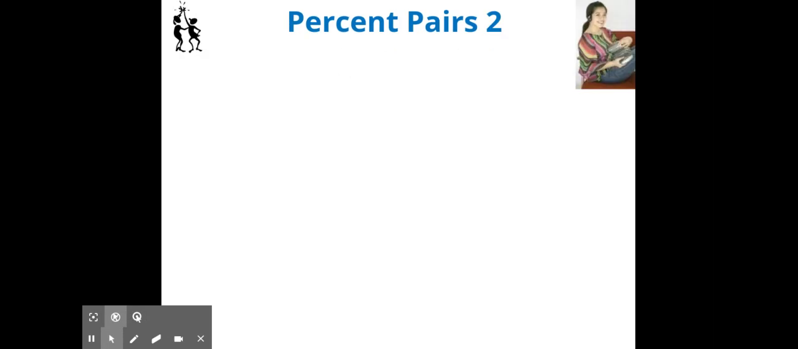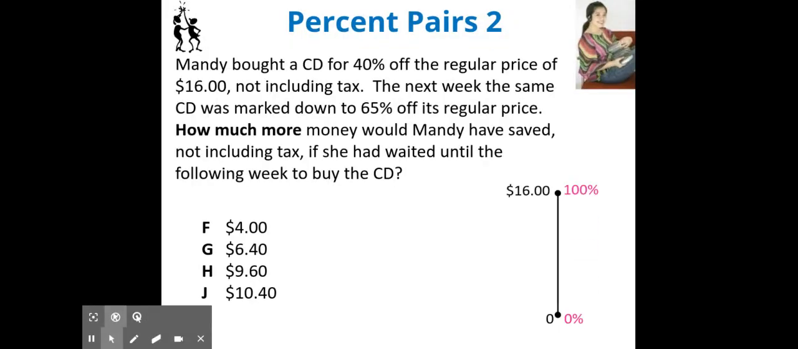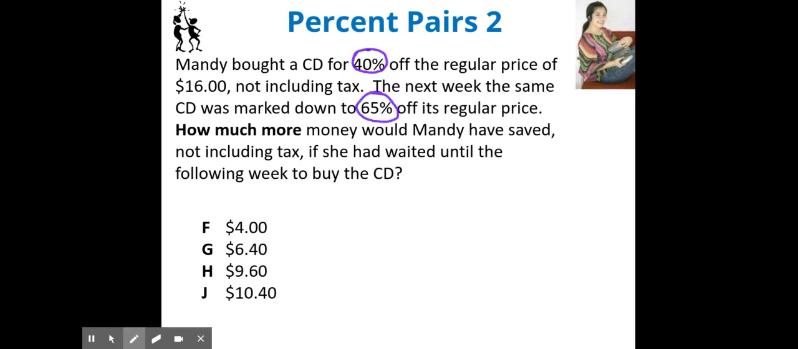Now, read this word problem to yourself. Okay, the first thing that stands out to me, how much more money would Mandy have saved, not including tax, if she'd waited the following week? Well, how much would she have gotten off the following week? 65% off. How much did she get off the first week? 40% off. Well, those two stand out to me as pretty important pieces of information in this word problem.